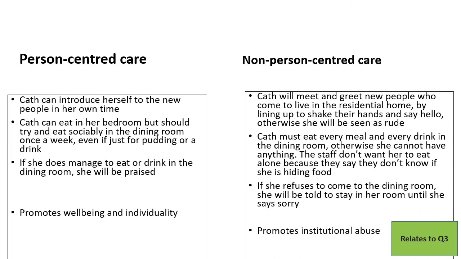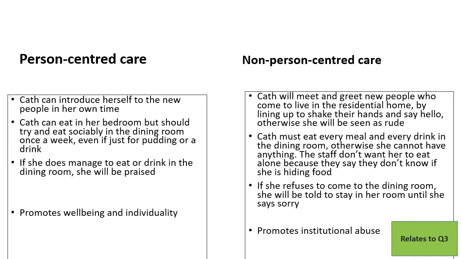And non-person-centered care. So, Kath will meet and greet new people who come to live in the residential home by lining up to shake their hands and say hello. Otherwise, she will be seen as rude. But she doesn't want to do that. It's not what she likes to do. Kath must eat every meal and drink in the dining room. Otherwise, she cannot have anything. The staff don't want her to eat alone because they say they don't know if she is hiding food. If she refuses to come to the dining room, she will be told to stay in her room until she says sorry.